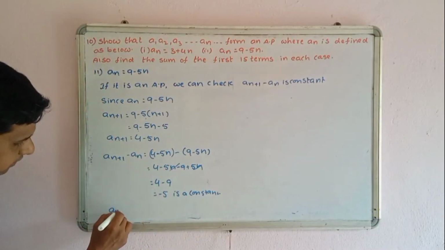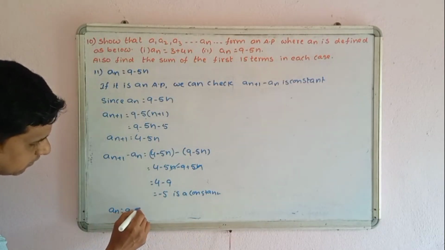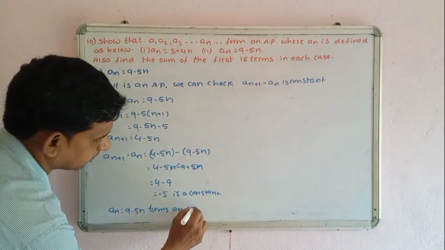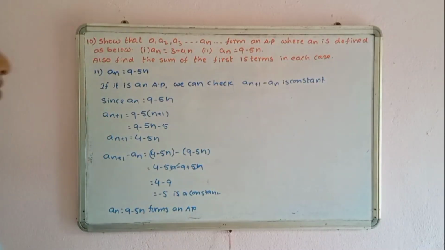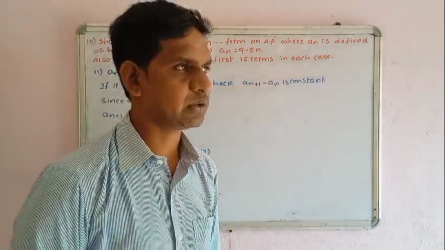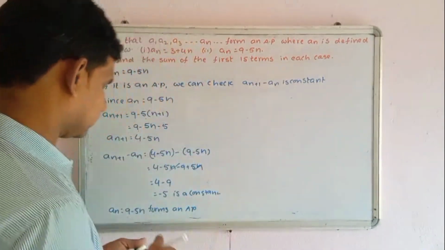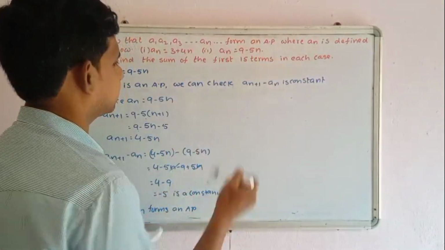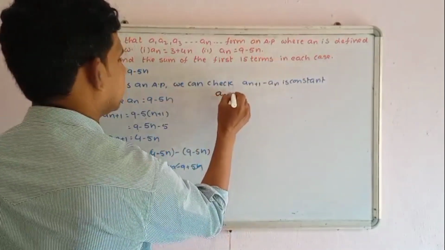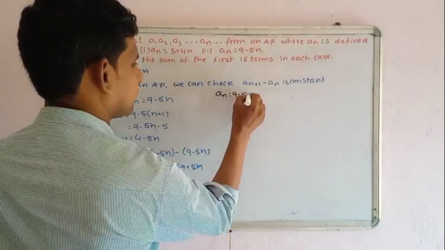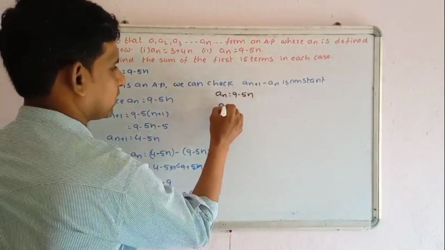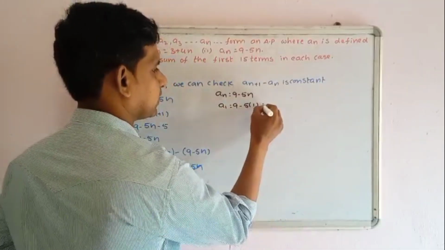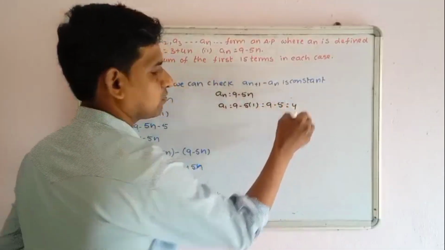Therefore an = 9 − 5n forms an AP. Now we will find S15, that means 15/2 × (a + a15). So first find a1. What is an first? an = 9 − 5n. So a1 = 9 − 5 × 1, that equals 9 − 5 = 4.